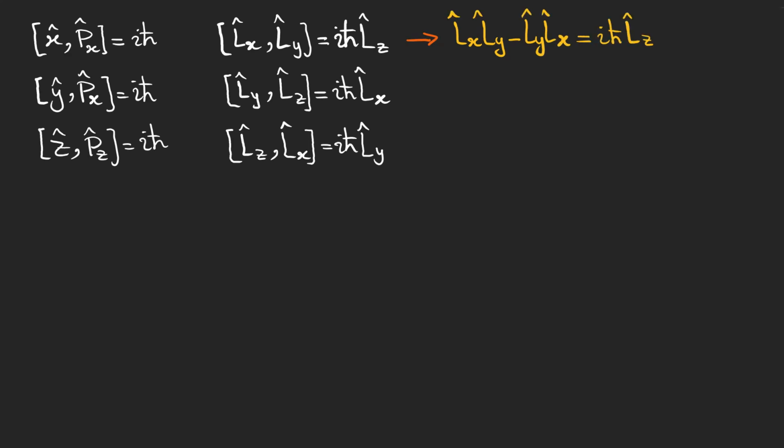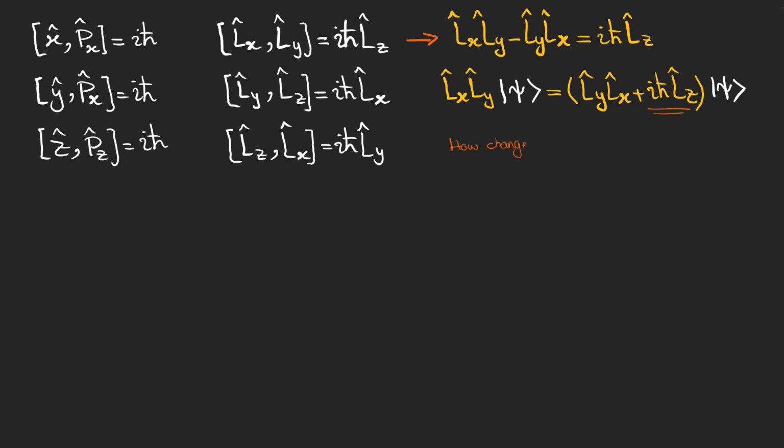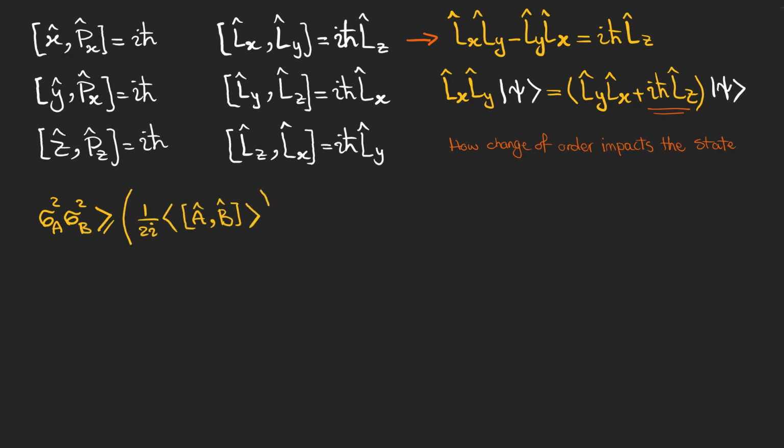Lx Ly minus Ly Lx is iħ Lz. So we can write Lx Ly as Ly Lx plus iħ Lz. And if they act on a state vector, by this expression here, we can say how change of order impacts the state. We can write the uncertainty principle for two operators A and B like this.